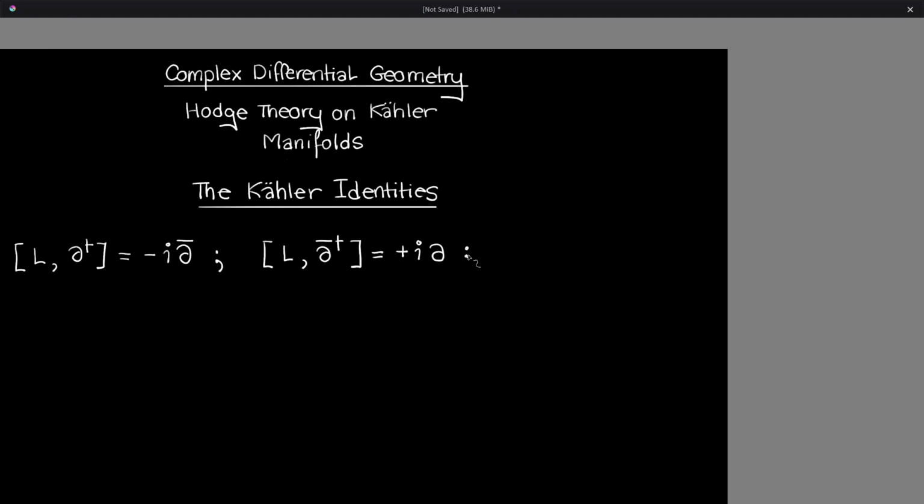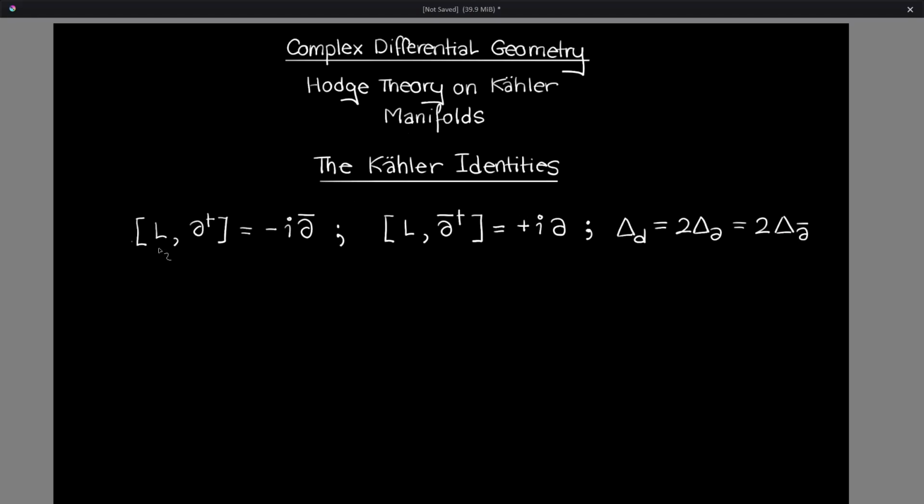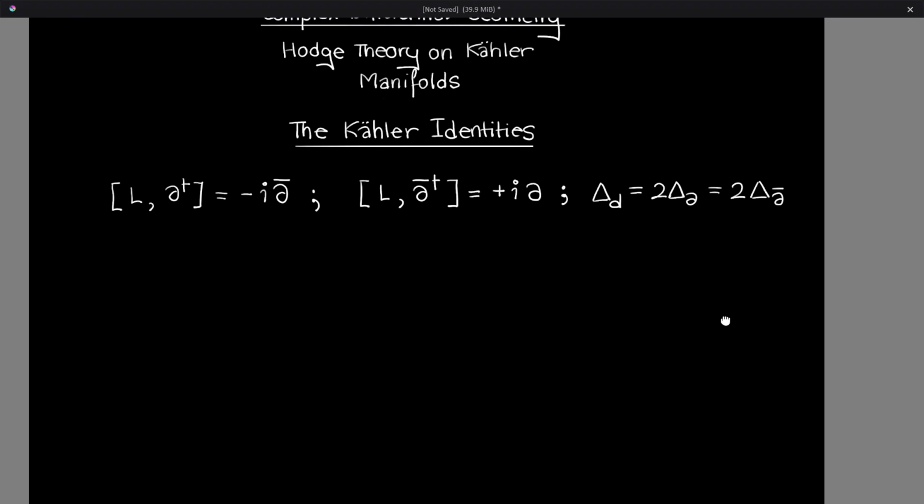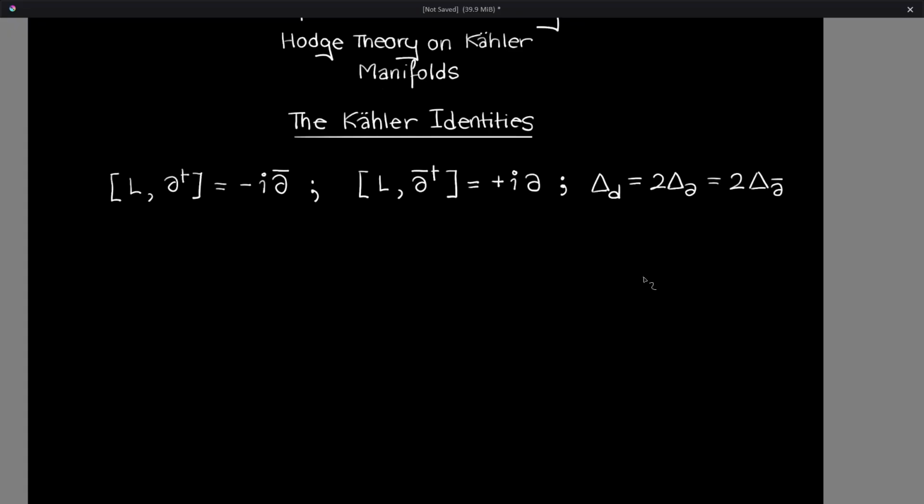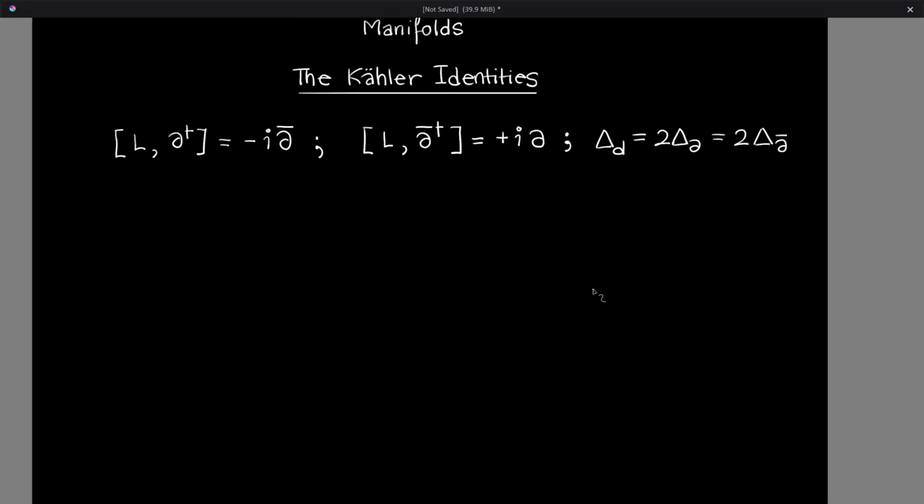And lastly, and I think you can derive this one from the other two, the d Laplacian is equal to 2 times the Dolbeault Laplacian, the partial Laplacian, which is also equal to 2 times the partial bar Laplacian. There's some algebra you can use to get from the first two to this one. Maybe it's a good exercise to try to see how to do that. You'll need some of the properties of Kähler manifolds to show this. And so the big question now is, what is the Lefschetz operator?